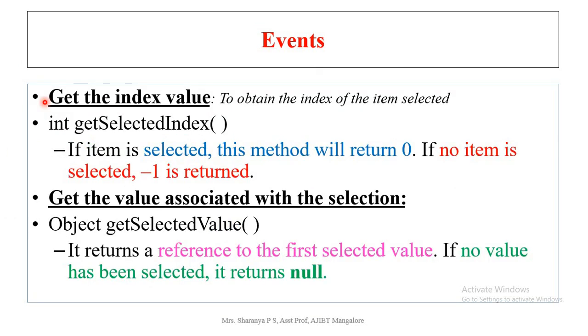Now let's see how the index values work, like the list displayed by using this JList. The next question is how it will be determined which item is selected from that list. Each item, whatever is listed, will be associated with some values. These values we need to retrieve. That we can perform by using two methods. One is getSelectedIndex and one more, Object getSelectedValue.